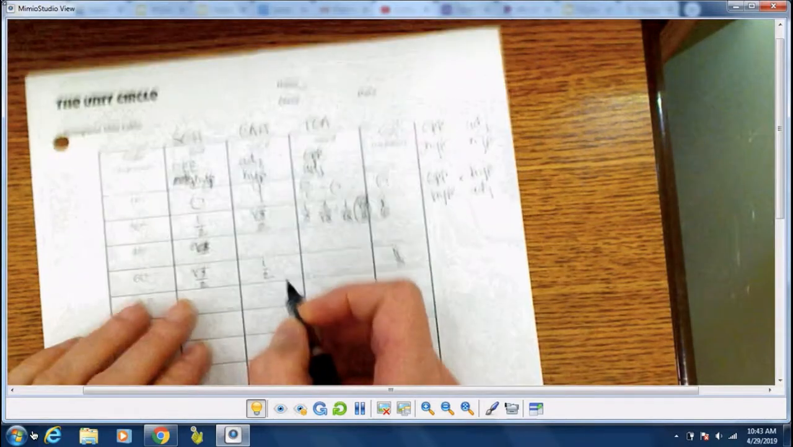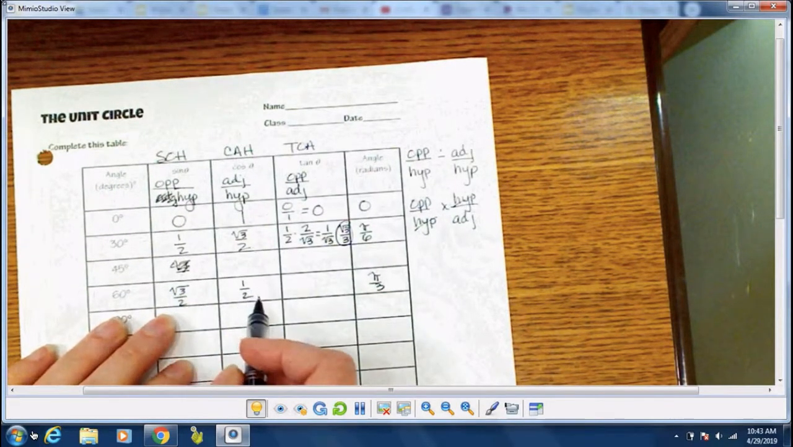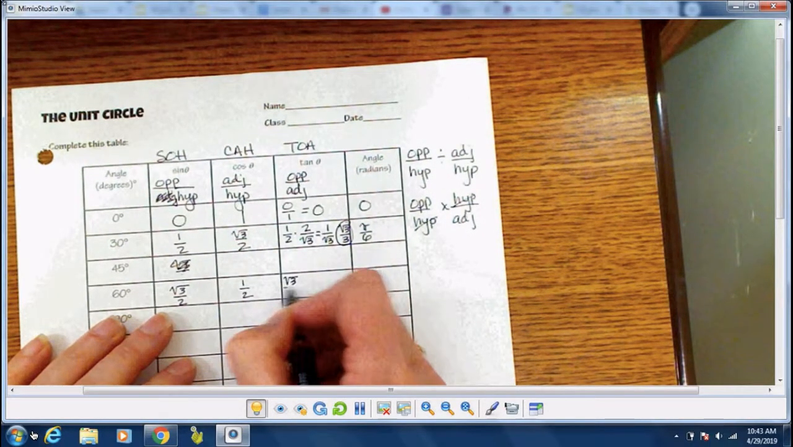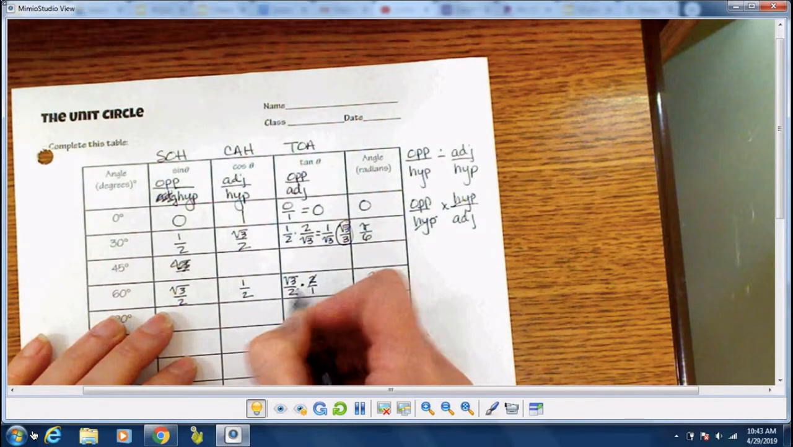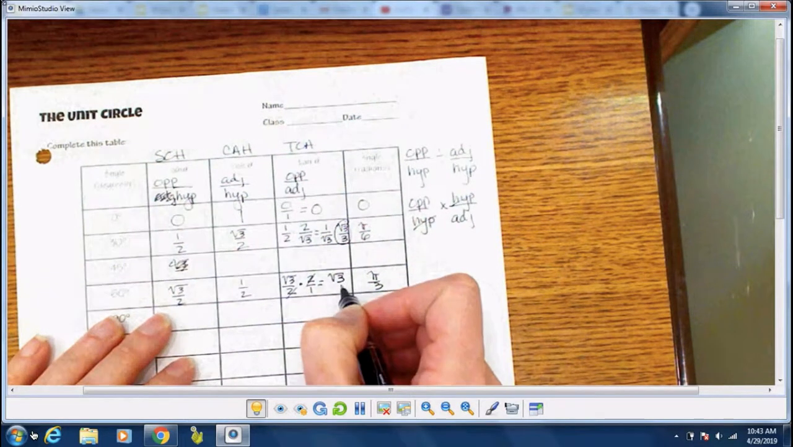So sine divided by cosine, keep it. So square root of 3 over 2. Change the sign to multiplication. So the tangent value is the square root of 3.